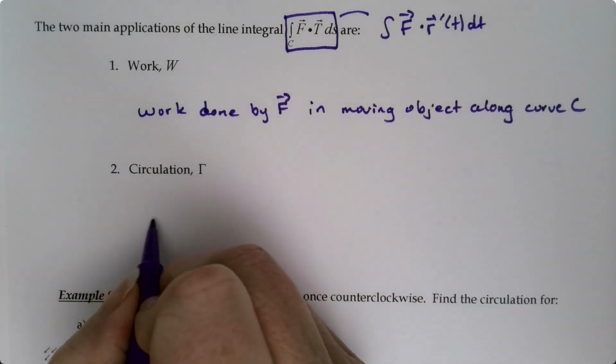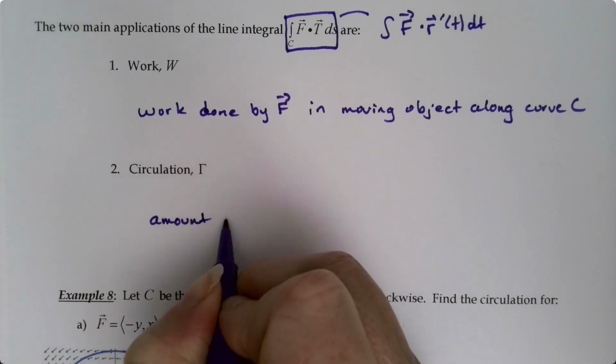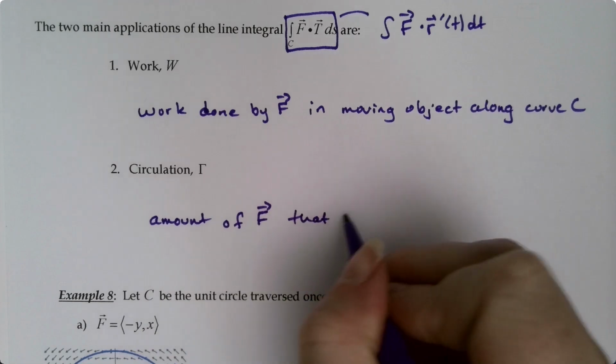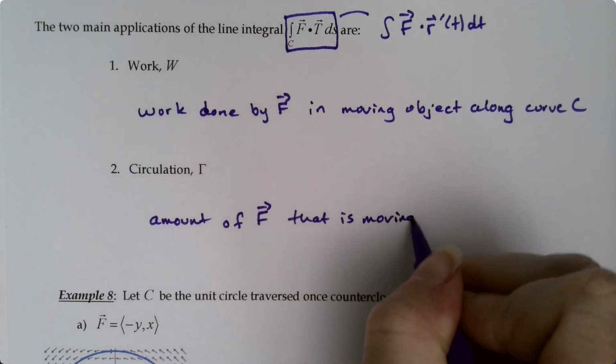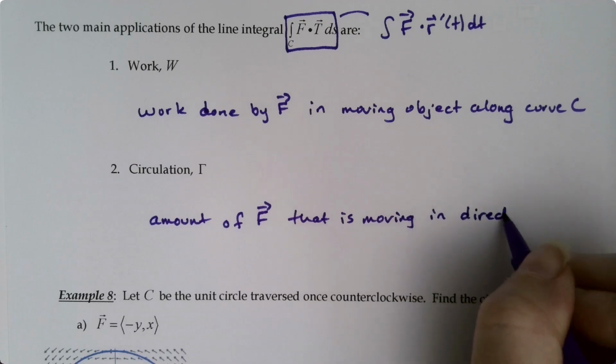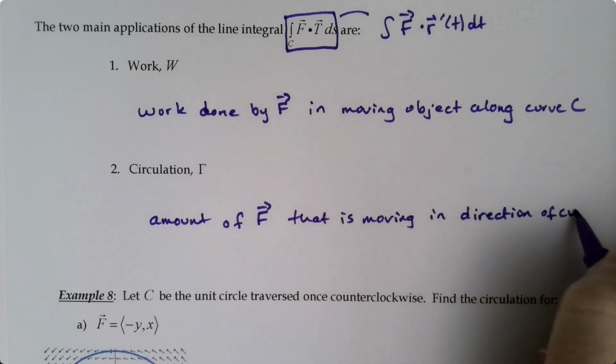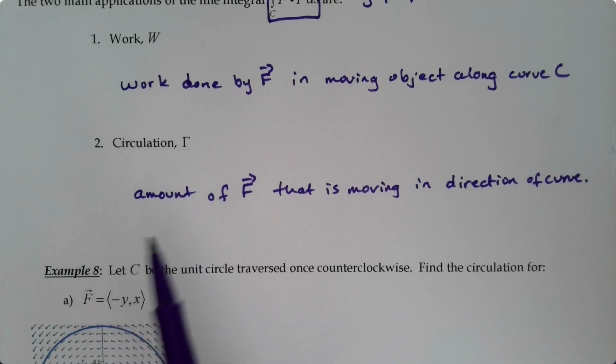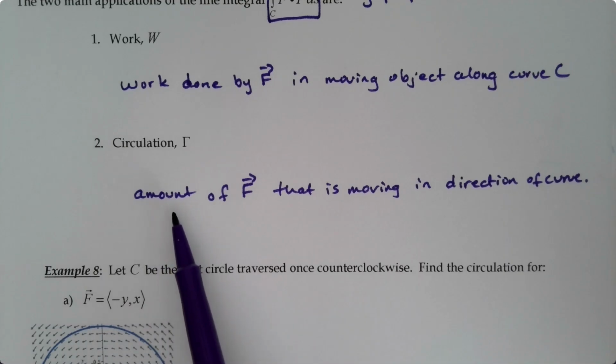And the circulation is the amount of the vector field that is moving in the direction of the curve. Okay, they're very similar. It's just a different philosophical way of framing it. And I will also say that your units will depend on which type of application problem you're looking at. Are we talking about the work done by an electromagnetic field, or the circulation done by some kind of fluid setup with currents?